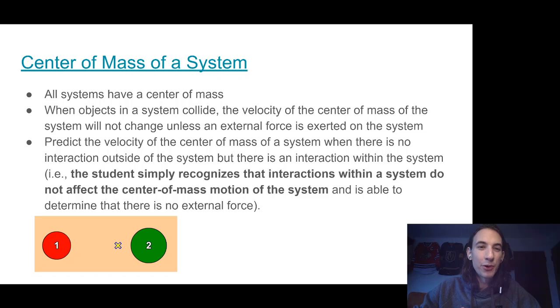That idea is important, and one thing the College Board asks questions about is predicting the velocity of the center of mass of a system where there's no interaction outside of the system, but there's an interaction within the system. So they want you to say, if we have conservation of momentum, if we have a collision, the velocity of the center of mass will stay the same before and after the collision. That's a really weird idea, but I think this visual is really helpful.